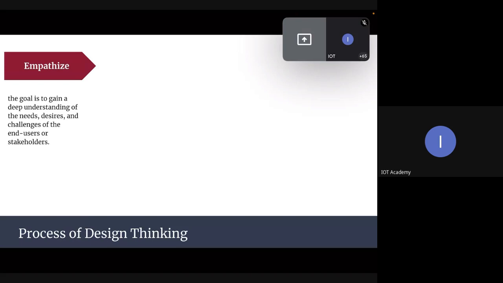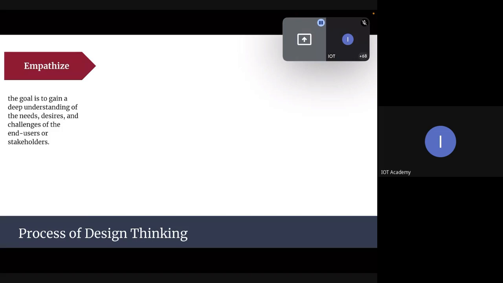Here, in this stage, the goal is to gain a deep understanding of the needs and desires and challenges of the end users or stakeholders. When I say stakeholders, it means all the people who are concerned with that particular issue. So in this particular stage, we understand what the pain points are of the users who are suffering from these problems. So we try to understand who the users are and what their pain points are in this stage, which is called empathize. And this is the beginning, or the first stage, of design thinking.